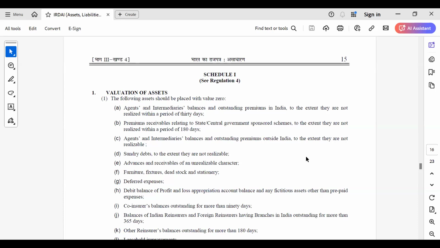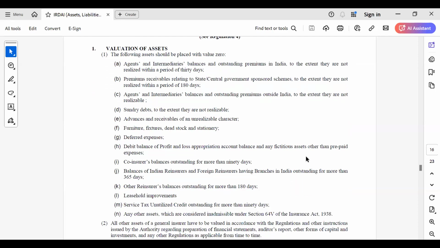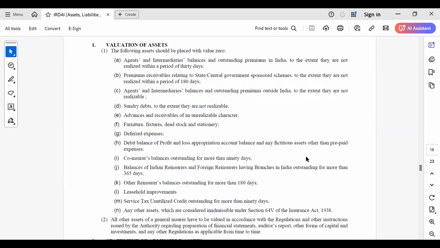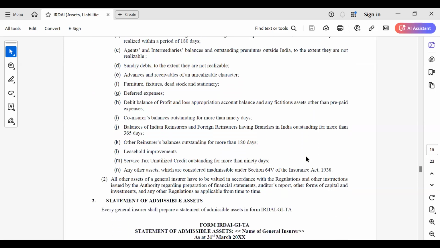Very hot topic nowadays: reinsurance balance. If the reinsurance balance pertains to Indian reinsurance or a foreign reinsurer having a branch in India, and the transaction was made with that branch situated in India, then it can be taken up to 365 days. All other reinsurers, 180 days. Leasehold improvements, service annualized credit, and any other assets which are considered inadmissible under Section 64VB of the Insurance Act 1938. So these are the assets that cannot be taken.